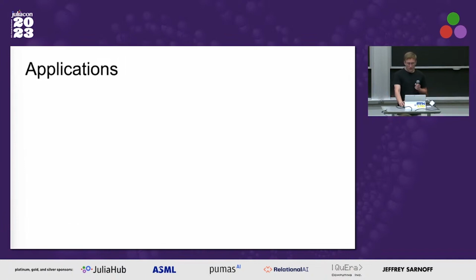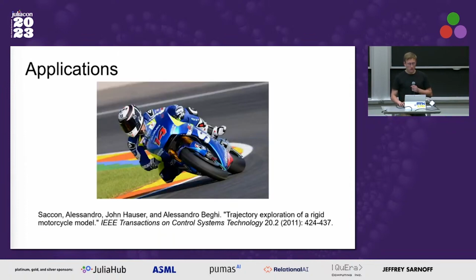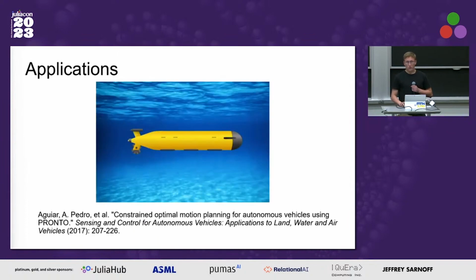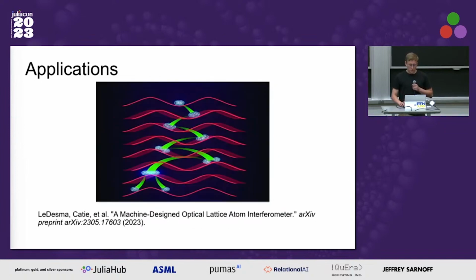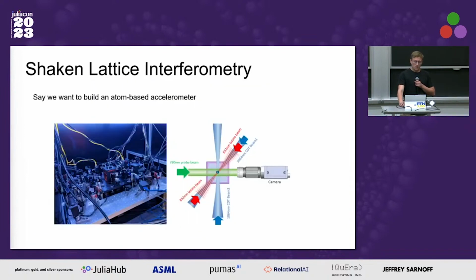So some applications. Pronto, over the past 20 years, has been applied to everything from motorcycle dynamics to underwater vehicles to satellite trajectory optimization. But now PRONTO.jl has recently been applied to quantum systems. One project that I'd like to share is shaken lattice interferometry. Our collaborators over in the CU Physics department set up this experiment actually on hardware.